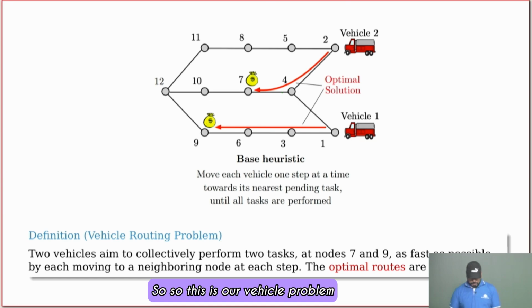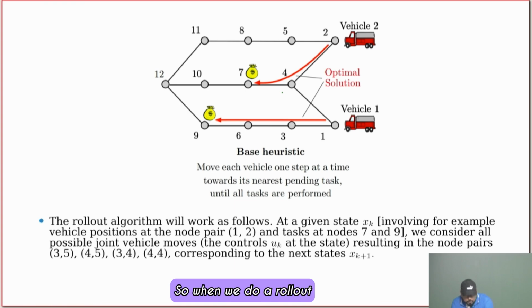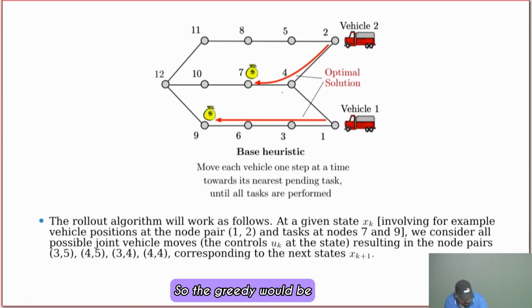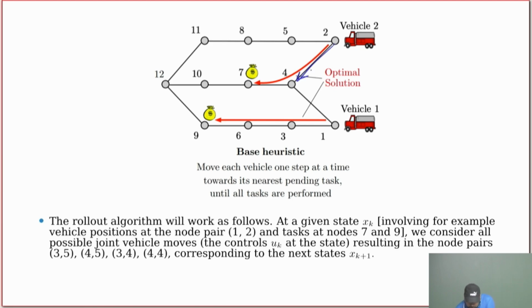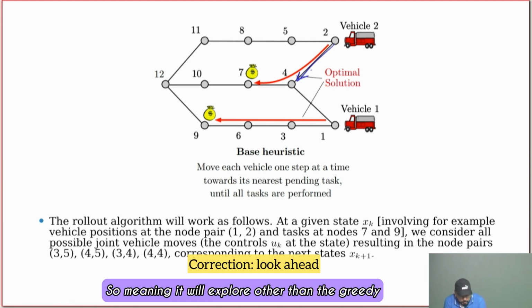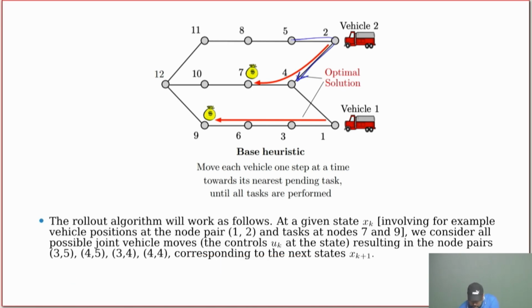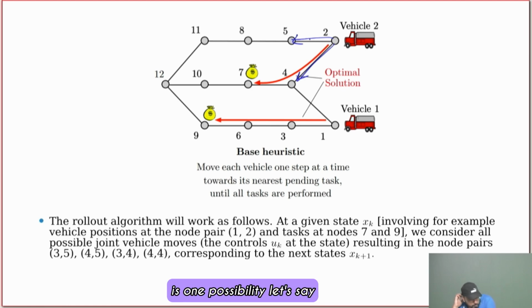So this is our vehicle routing problem. Both should go to 7 and 9 as fast as possible. When we do a rollout, what we know from rollout is that they explore, basically. The greedy choice would be, let us say, going on this route, but vehicle 2 will now do a rollout, meaning it will explore other than the greedy. Other than the greedy for vehicle 2 could be this. Yes, so this is one possibility. And vehicle 1 might explore this.